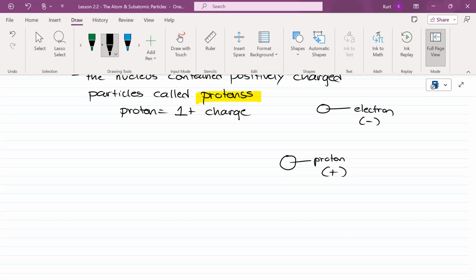So what's that third subatomic particle that must be in the nucleus that's holding the proton back, keeping it in the nucleus? What's the one we haven't done yet? Neutron. A neutron.